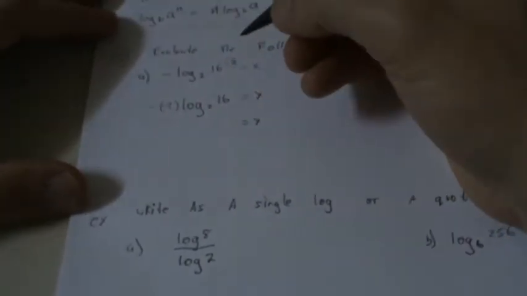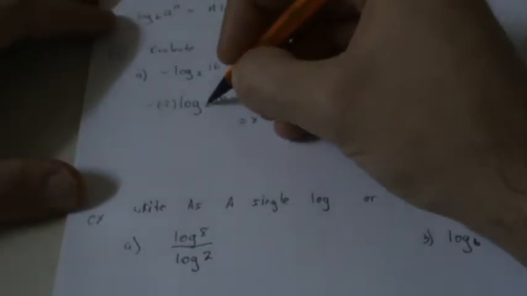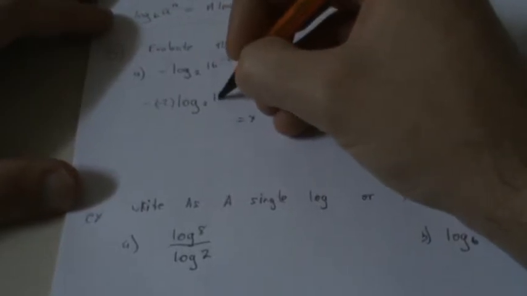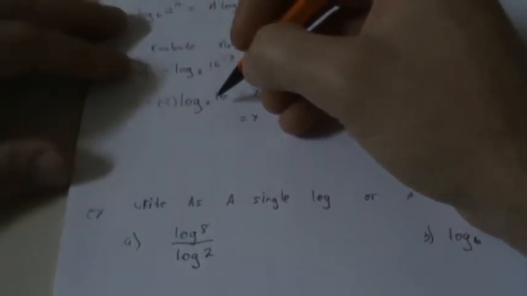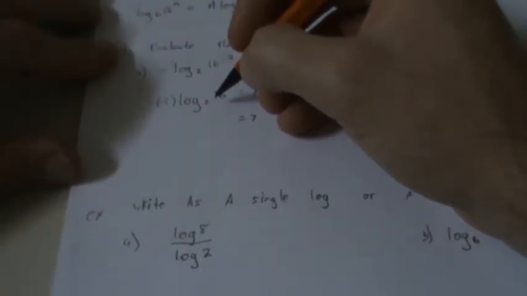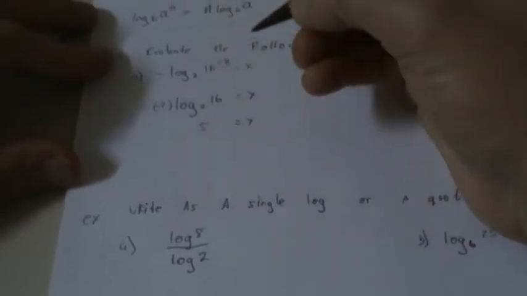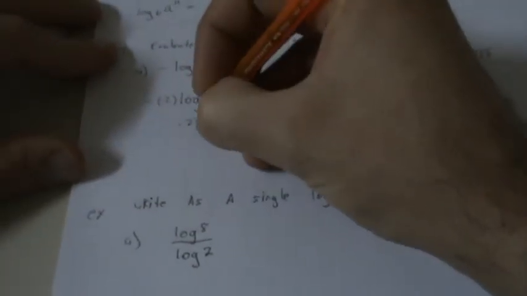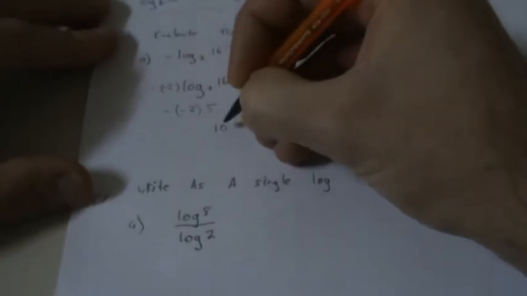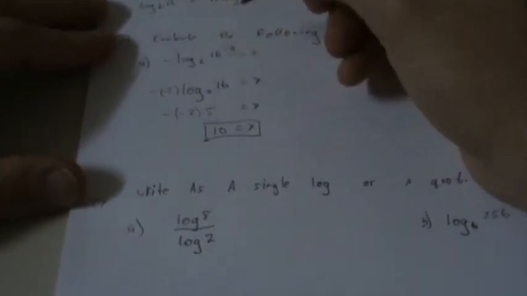Now log base 2 of 16 I can figure out mentally. The question is what do I need to raise 2 to in order to get 16? So I think if I raise it to 4, I will get 16, because 2 times 2 is... nope, it's actually 4. And so this whole thing is 4 times negative 2, which is negative 8.